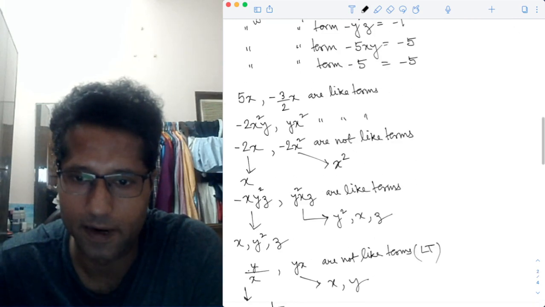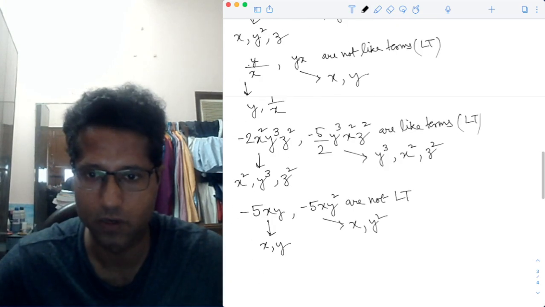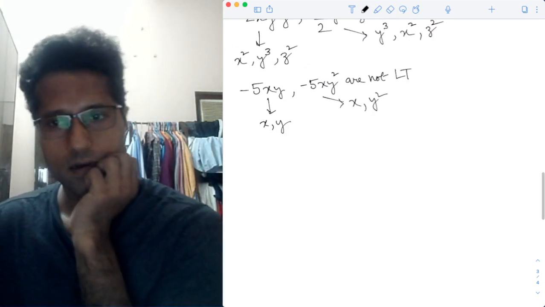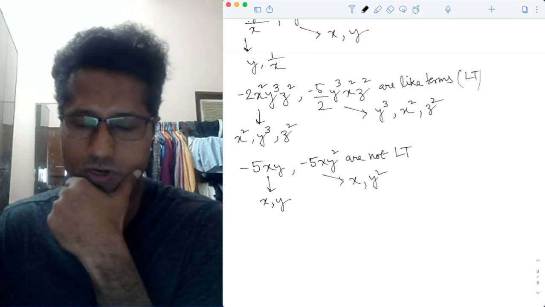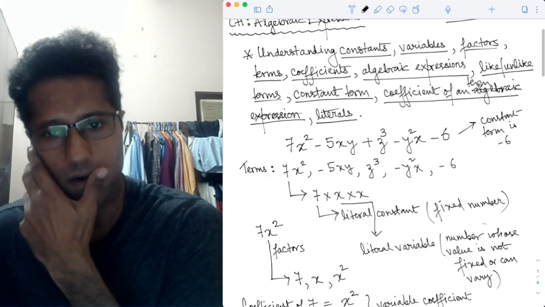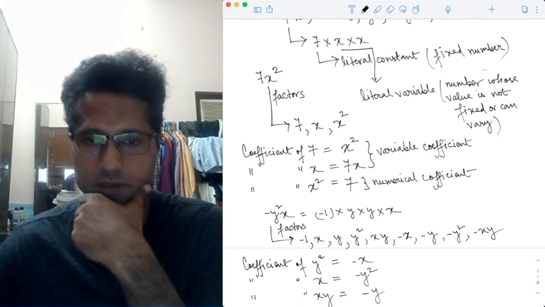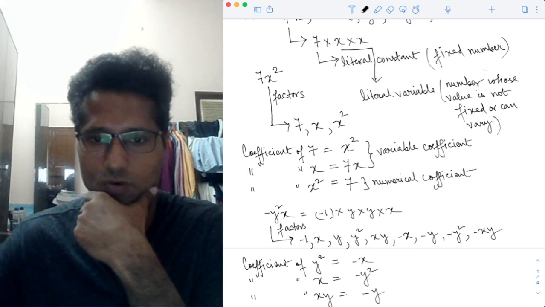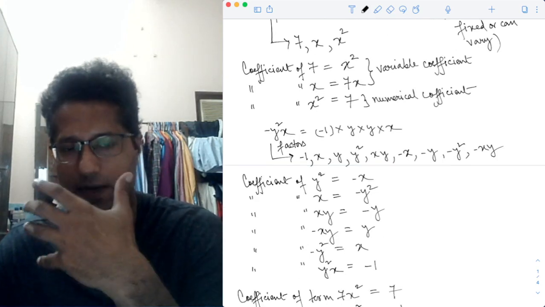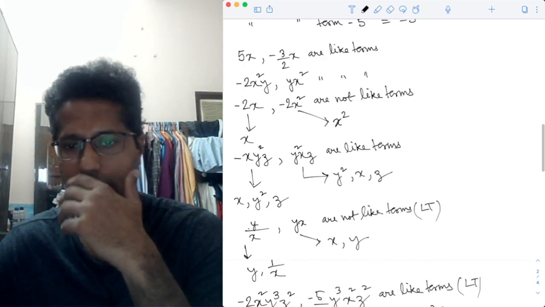So the main thing is that for a given algebraic expression, you have to understand what the terms are. What are the terms, what are the factors of a term, and what are like and unlike terms? What is a constant term, and what is the coefficient of a term? Coefficient of a term means only the numerical part of the term. So the numerical coefficient of a term is also known as the coefficient of a term, and the coefficient of a factor in a term. These are all the main concepts, like and unlike terms.